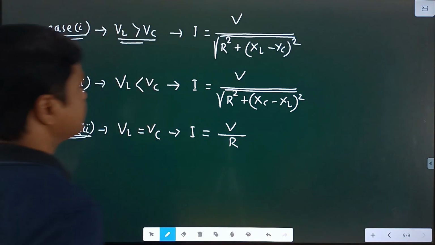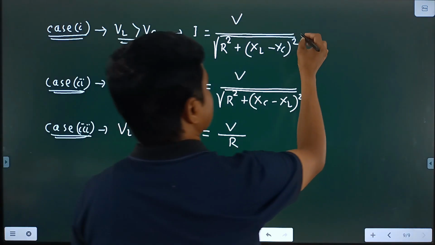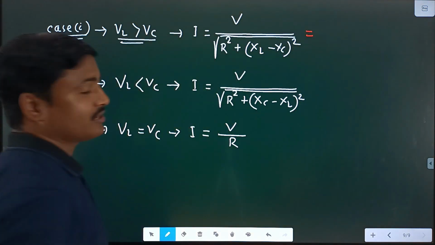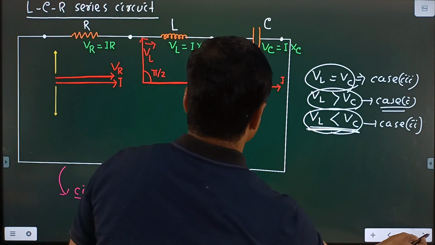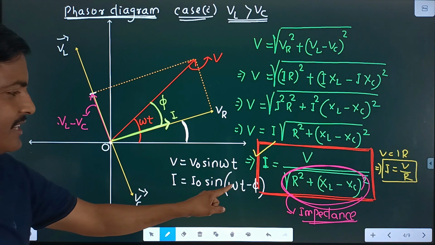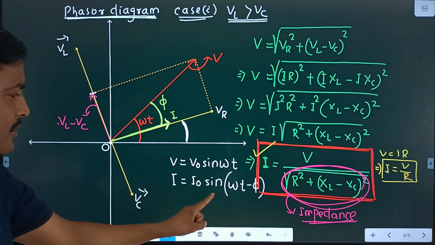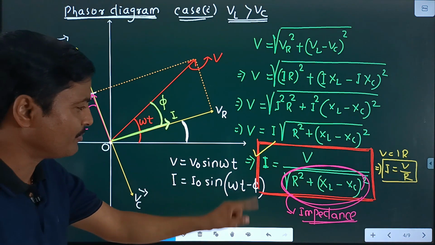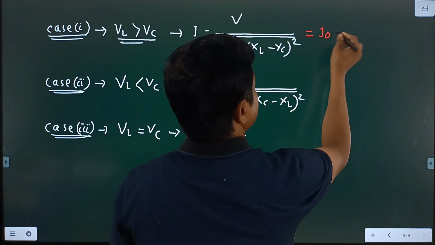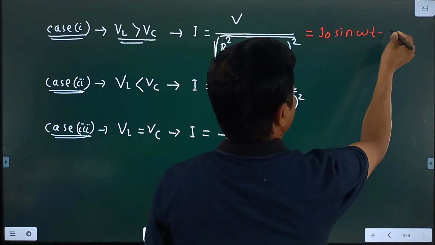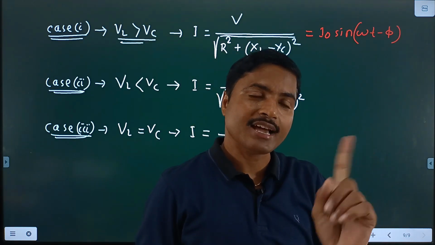That means finally we get, if VL is greater than VC, you also know the equation of the current, I0 sin omega t minus pi. The condition is VL is greater than VC, and the expression for current is I0 sin omega t minus pi. Minus pi means, you know, that the current lags behind.